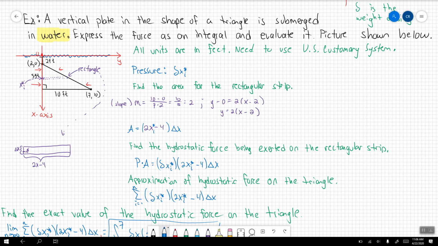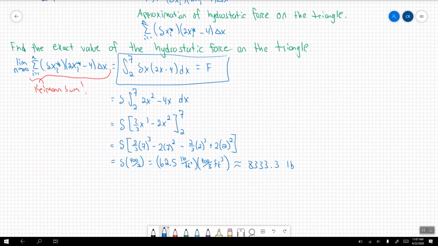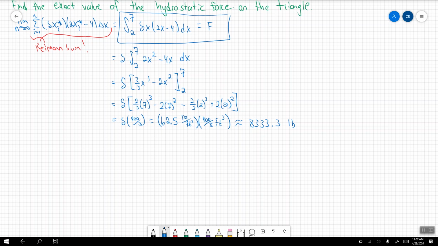Some professors like to use similar triangles here. If you have similar triangles, then you can solve for the missing side, which means you're going to be able to get that specific value. All right, so what I want to do next is move on from hydrostatic force and move into center of mass.